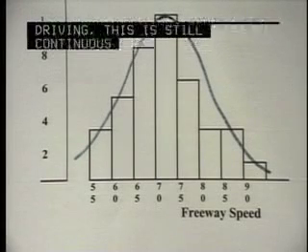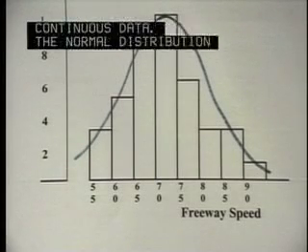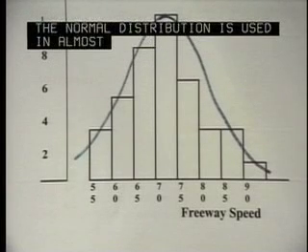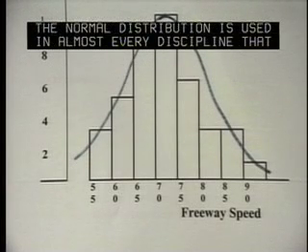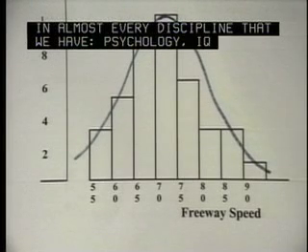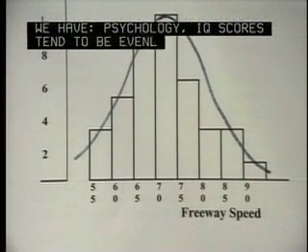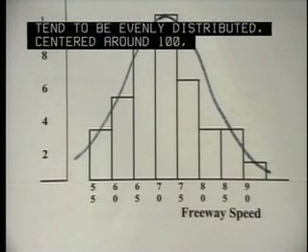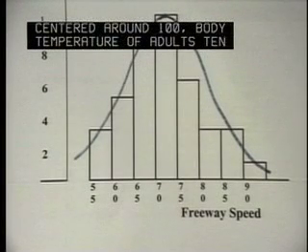The normal distribution is used in almost every discipline that we have. In psychology, IQ scores tend to be normally distributed, centered around 100. Body temperature of adults tends to follow a normal distribution. The height of adults tends to follow a normal distribution.